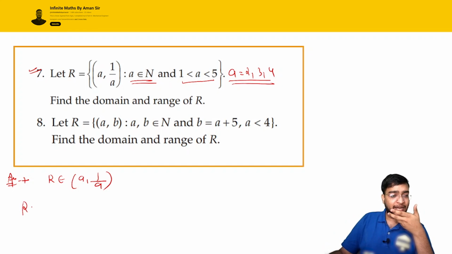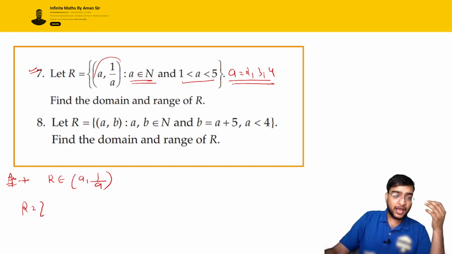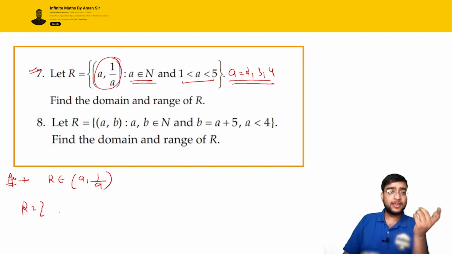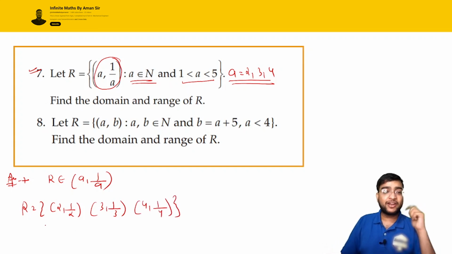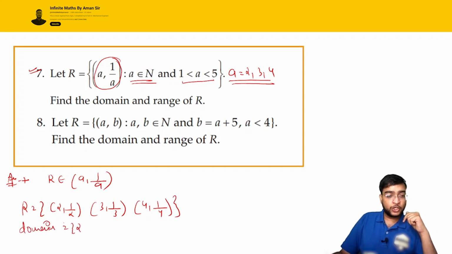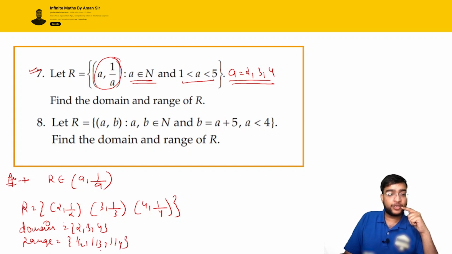So what is my relation? The relation pair expression given in this question is a comma 1 by a. Then I can say 2 comma 1 by 2. If I take a as 3, then 3 comma 1 by 3 here. If I take a as 4, then 4 comma 1 by 4 here. Can I find the domain and range? Very easy, sir. The domain is 2, 3, 4. The range is 1 by 2, 1 by 3, 1 by 4 here only.